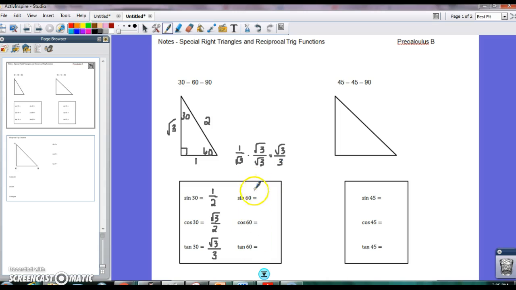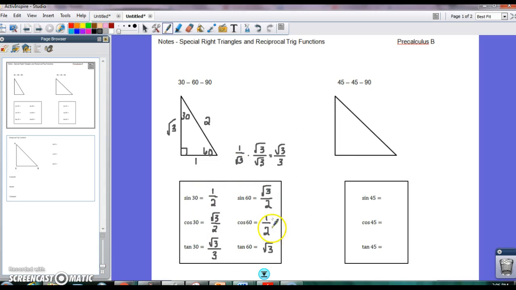And let's move over to the ratios for the 60-degree angle. Sine of 60 is radical 3/2. Cosine of 60 would be 1/2. And the tangent of 60 would be radical 3. Notice sine of 30 and cosine of 60 are the same. Cosine of 30 and the sine of 60 are the same. That's going to come up a little bit later on, but just recognize that.